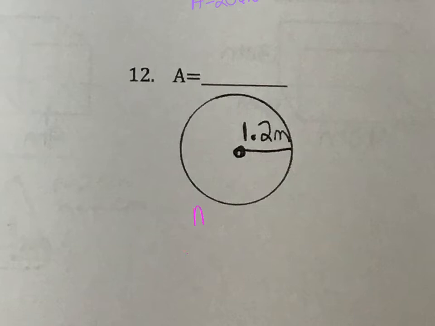All right, so area equals pi times radius squared. The more you repeat that formula to yourself when you write it every time, the more it will embed in your brain and you won't forget it. Area equals 3.14 times 1.2 squared. Area equals 3.14 times 1.44. Area equals 4.5216 meters squared.